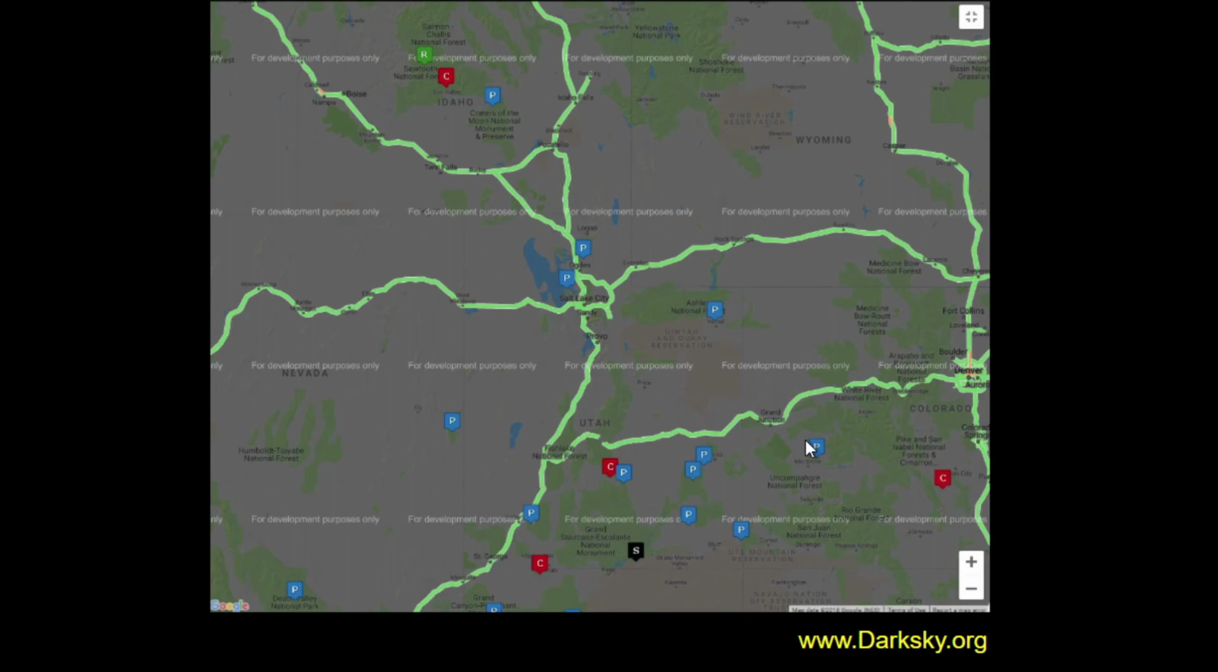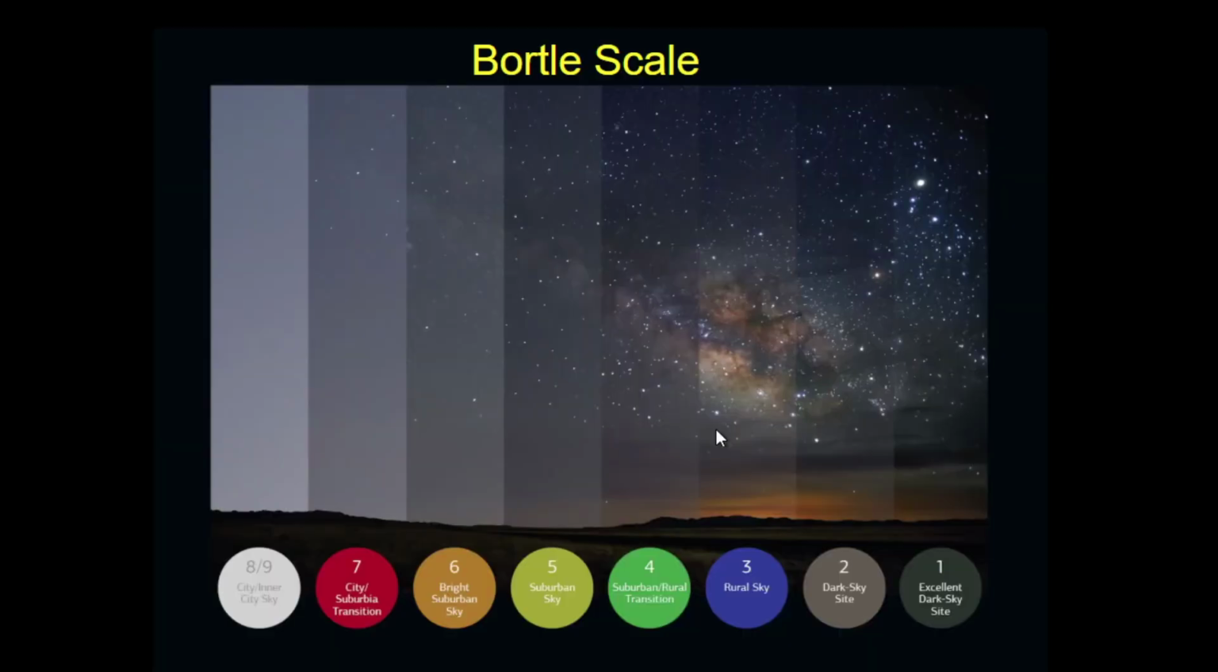And again, darksky.org is where you can see the latest certified dark sky parks around the area, so I just put that up there. The next one is the Bortle scale. This is the light and darkness level. When people say, how dark are your skies? They'll usually give you an answer on this scale.